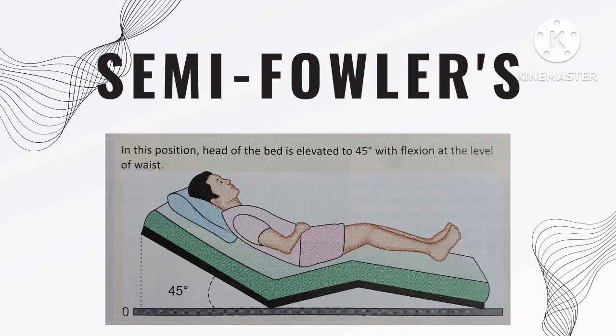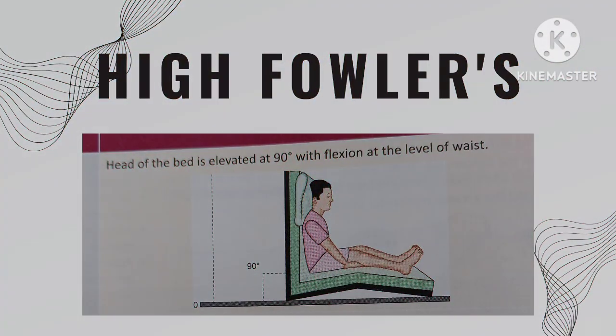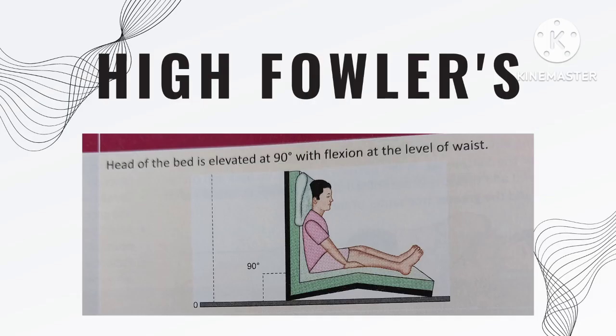Tracheoesophageal fistula, and next is paracentesis. So the ninth important position is high Fowler's. The head of the bed is elevated at 90 degrees with flexion at the level of the waist. Uses are to prevent the risk of choking, to relieve respiratory distress, nasogastric tube intubation, ARDS, asthma, COPD, emphysema, and pleural effusion.